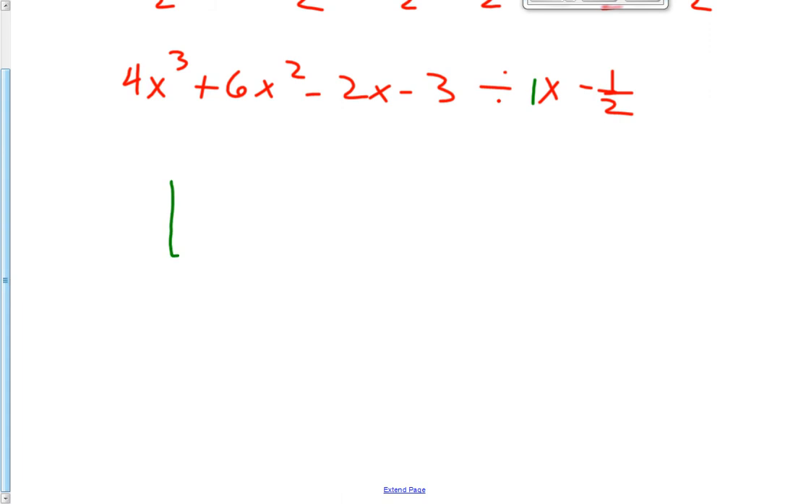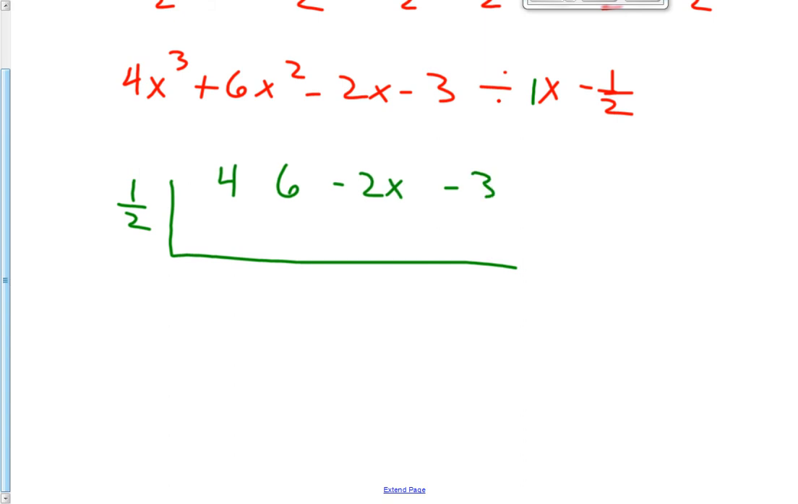So we're going to get our division bar. We're going to have a positive 1/2 out here because it's always the opposite. And then we bring down our coefficients: 4x cubed, 6x squared, a negative 2x, and a negative 3. And now we do our algorithm where we bring down the 4 and then we alternate multiplying and adding.